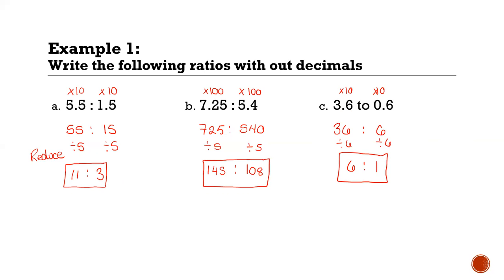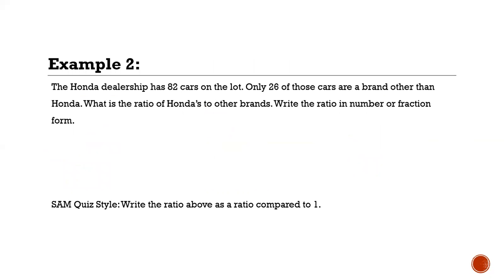All right, next question we're going to look at, we're just going to take some word problems, we're going to write some simple ratios from them, and I'm going to give you a tip for how SAM is going to expect you to put an answer in when you see a question like this. The Honda dealership has 82 cars in the lot. Only 26 of those cars are a brand other than Honda. What's the ratio of Hondas to other brands? Write the ratio in number or fraction form.